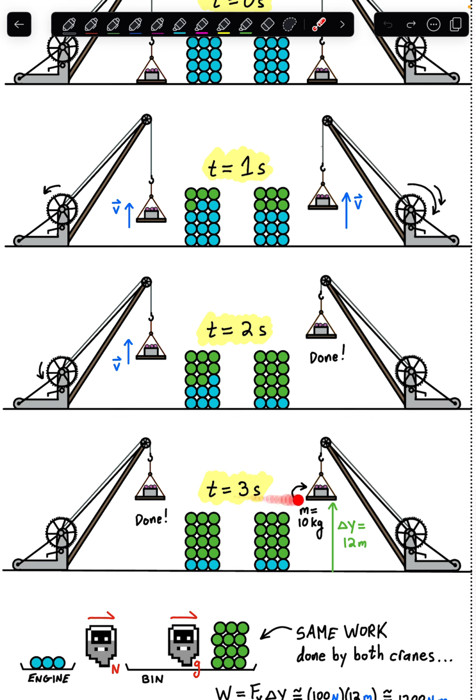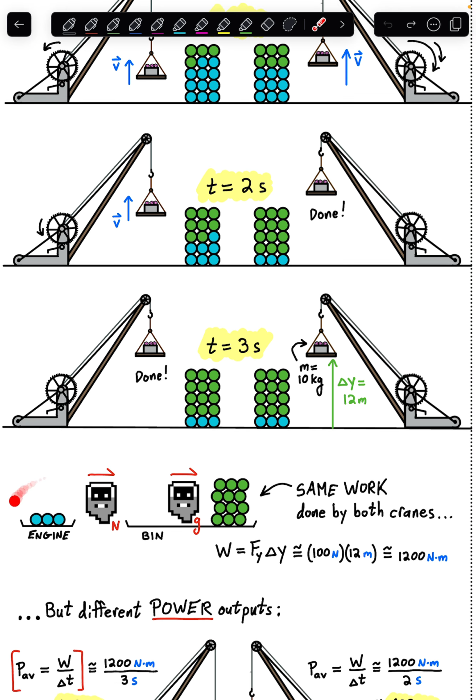So by the end, both bins got to the same place. The same amount of work was done by both cranes. They used the same amount of fuel to add the same amount of gravitational potential energy to identical bins. This crane just did it in less time. So here's our final energy scenario. All that chemical potential energy was shifted through the positive work done by normal force and the negative work done by gravity into gravitational potential energy.